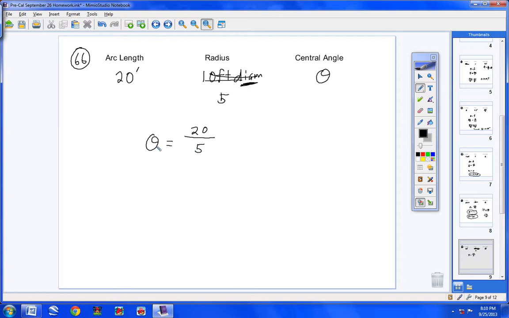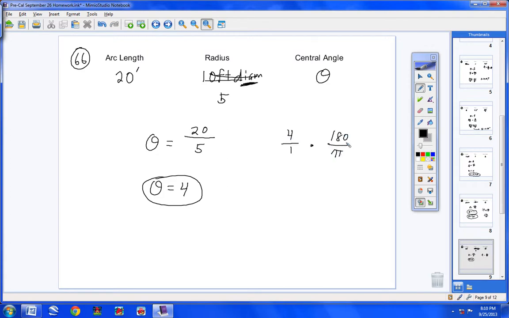All right. So theta equals 20 divided by 5. So theta equals 4 radians. Don't put a degree symbol there. It's 4 radians. Okay, for number 66. Now they want you to convert that to degrees. So remember, anytime you're converting radians to degrees, you multiply by 180 over pi.